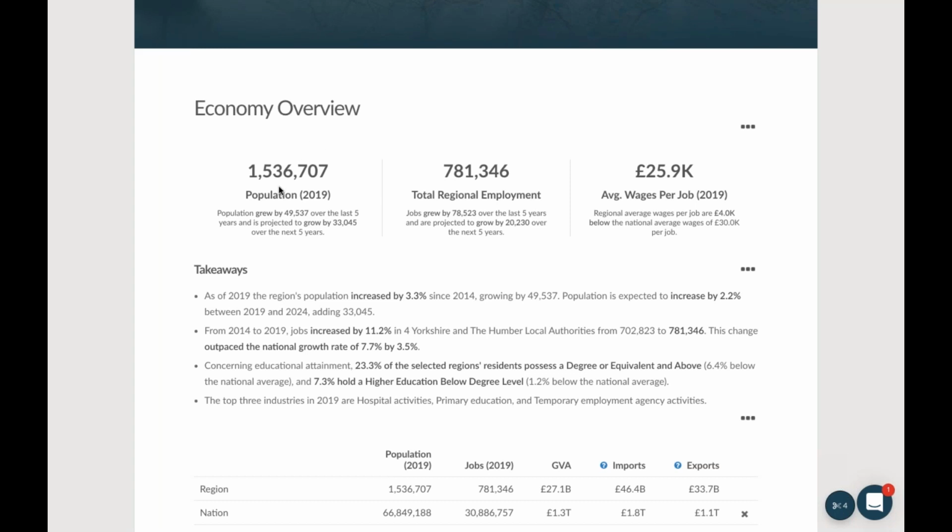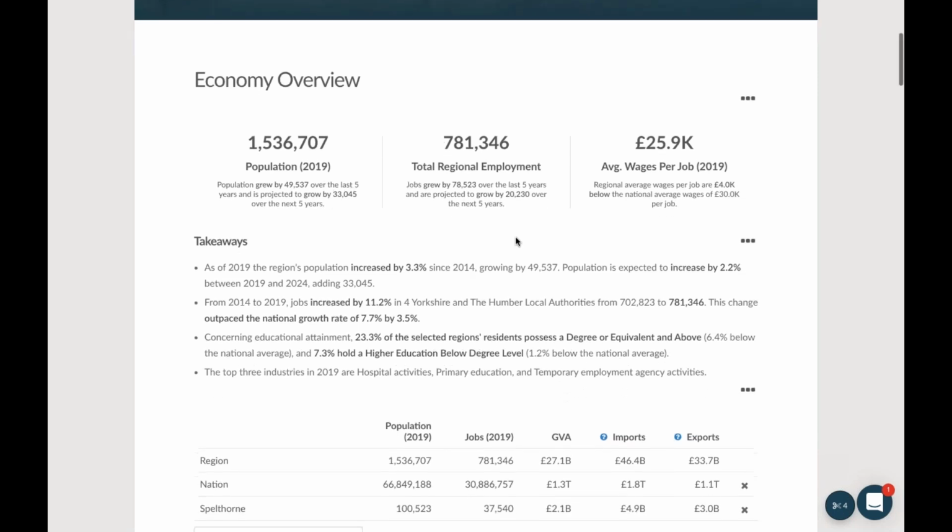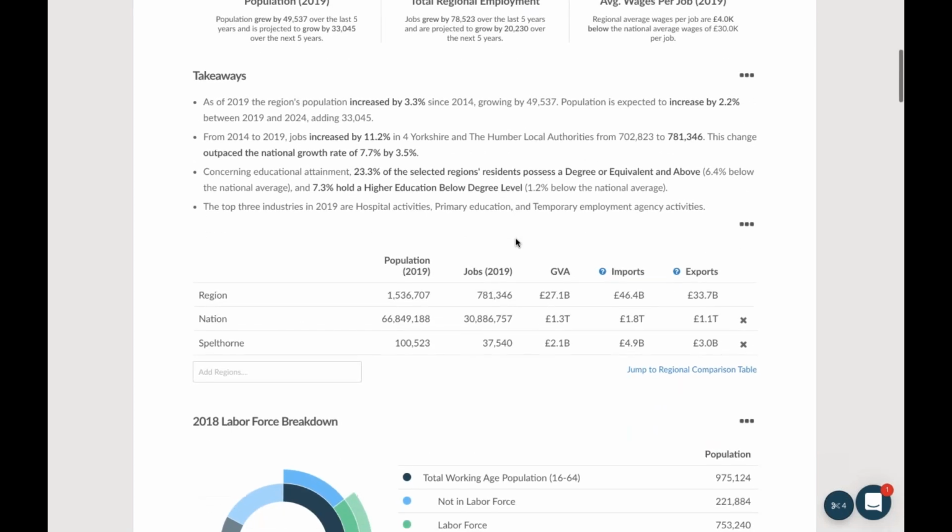So in terms of population for the area that we're looking at, population grew by over 49,000 in the last 5 years and is projected to grow in the next 5 years by 33,000. So strong growth there. Jobs grew by 78,000 in the last 5 years and are projected to grow by 20,000 over the next 5 years. So still some growth there, but the first thing of interest is that the growth projection in terms of the number of jobs isn't going to be as fast as the number of people in the population. So that's one that we'll unpack a little bit as we get further down.